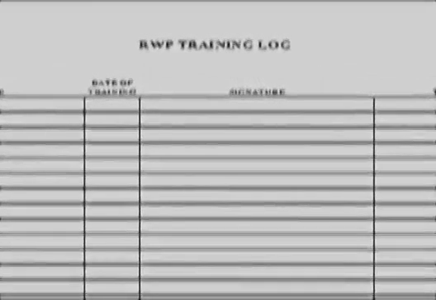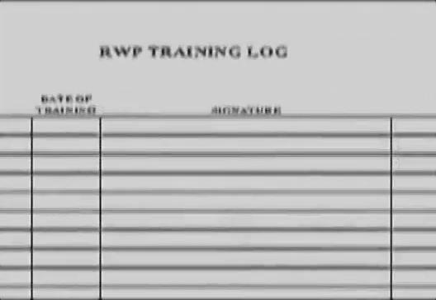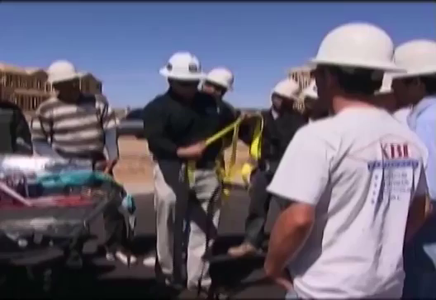Employers must prepare current written certification to show record of each employee trained, and should include the name or other identification of the employee trained, the date of training, and the signature of the employer or the person performing the training.